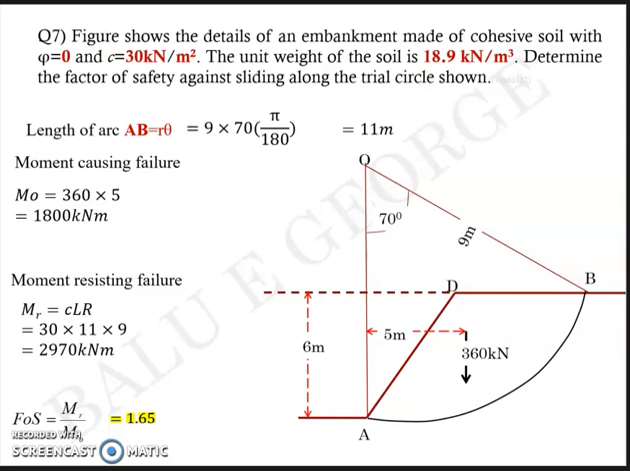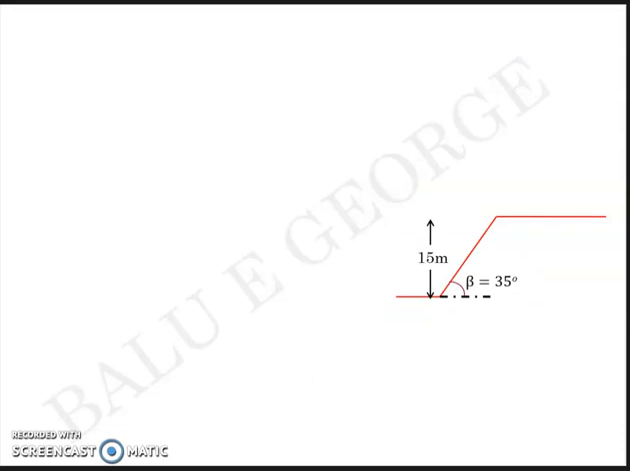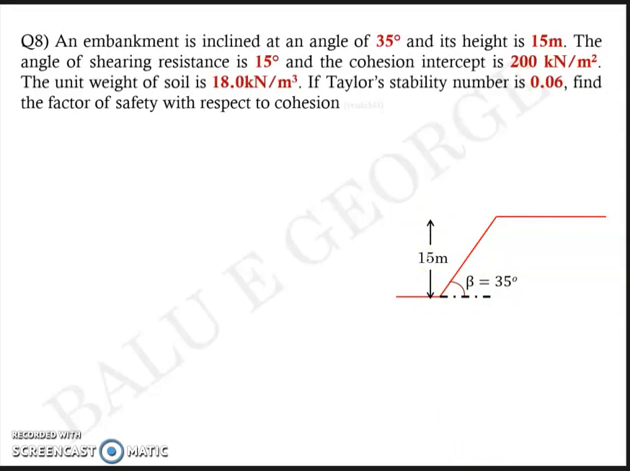The next question is again based on slope stability analysis, but with a different approach. You are given a slope of height 15 meter and angle 35 degrees. Question: an embankment is inclined at 35 degrees at height 15 meter. The angle of internal friction, or shearing resistance, is 15 degree. Cohesion is 200 kPa. Gamma, the unit weight, is 18 kilonewton per meter cube. You are given the stability number 0.06, from which you are asked to find the factor of safety with respect to cohesion.